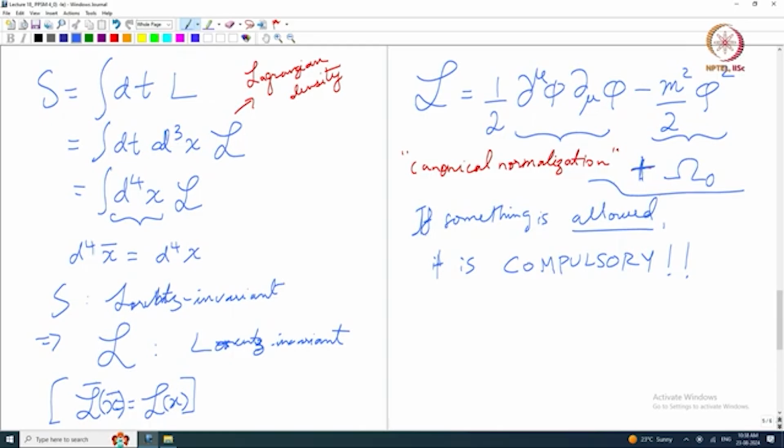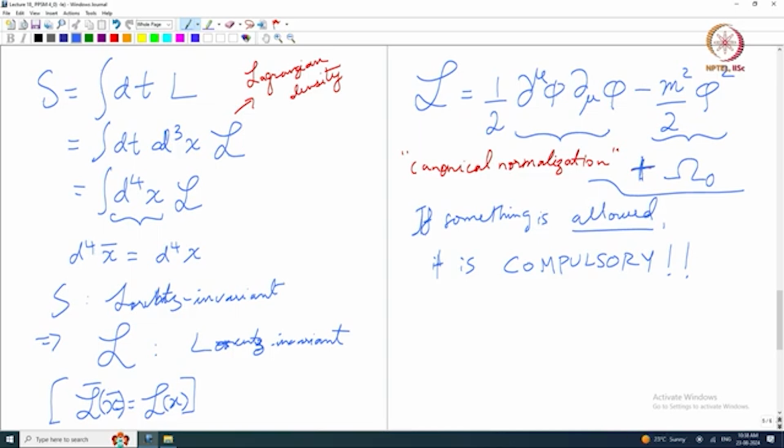To answer that, we should ask the question, is this curly L, this Lagrangian density, a dimensionless quantity? No, it is not. How do I know that? This is where our lesson on natural units comes in.